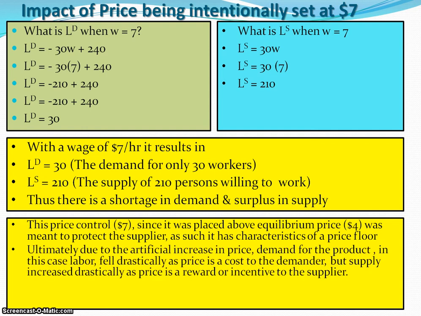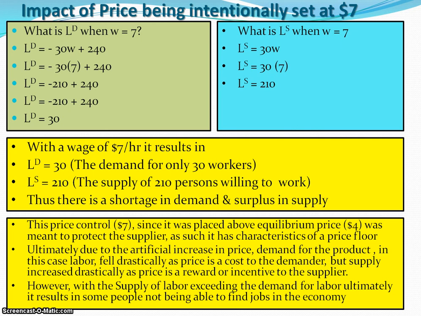Okay? So ultimately, due to the artificial increase in price, demand for the product, in this case labor, fell drastically as price is a cost to the demander, but supply increased drastically as price is a reward or incentive to the supplier. However, with the supply of labor exceeding the demand for labor, it ultimately results in some people not being able to find jobs in the economy. And that is one of the most critical issues when a price floor is implemented in the labor market. And of course, an example of a price floor we could call the minimum wage.